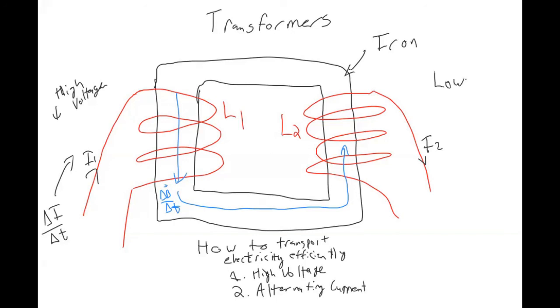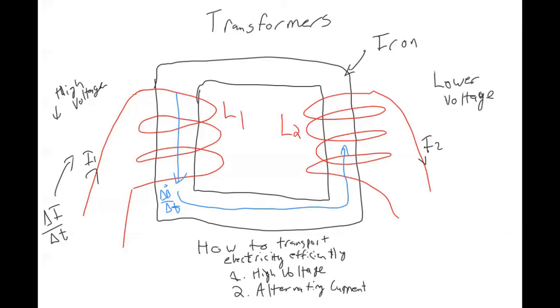So inductor two is going to supply a lower voltage, say, for example, to your house. And that's much safer for people to be around, and all of your appliances and stuff are built around using this lower voltage. So this kind of closes the loop on what we talked about earlier when we were transporting electricity.